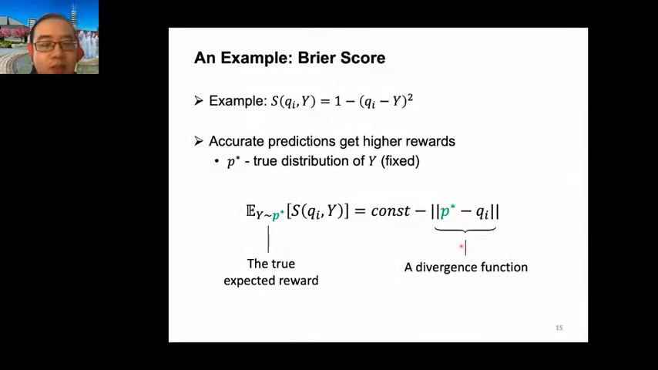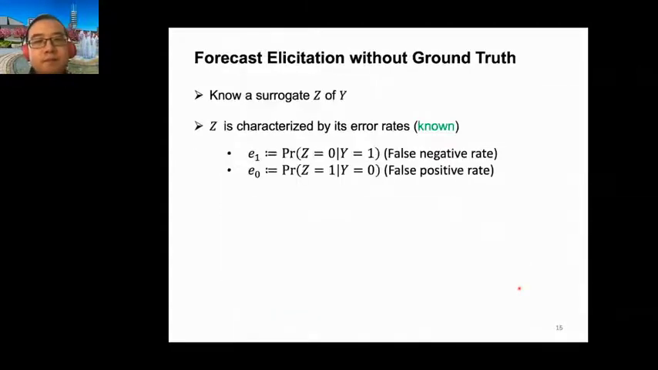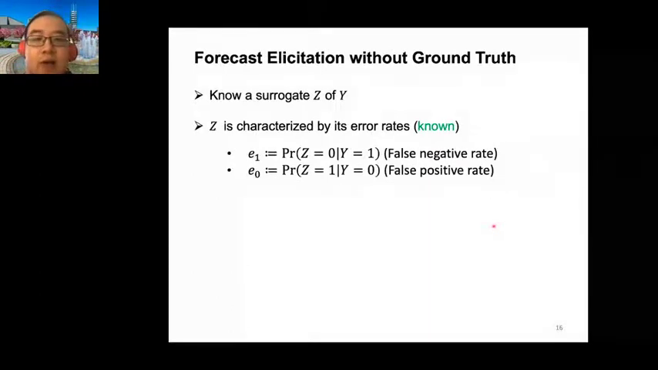And more accurate prediction will get a higher score. And this property holds for other strictly proper scoring rules as well, but they correspond to a different divergence function here. So now we're clear how incentive is guaranteed when we can use the ground truths.